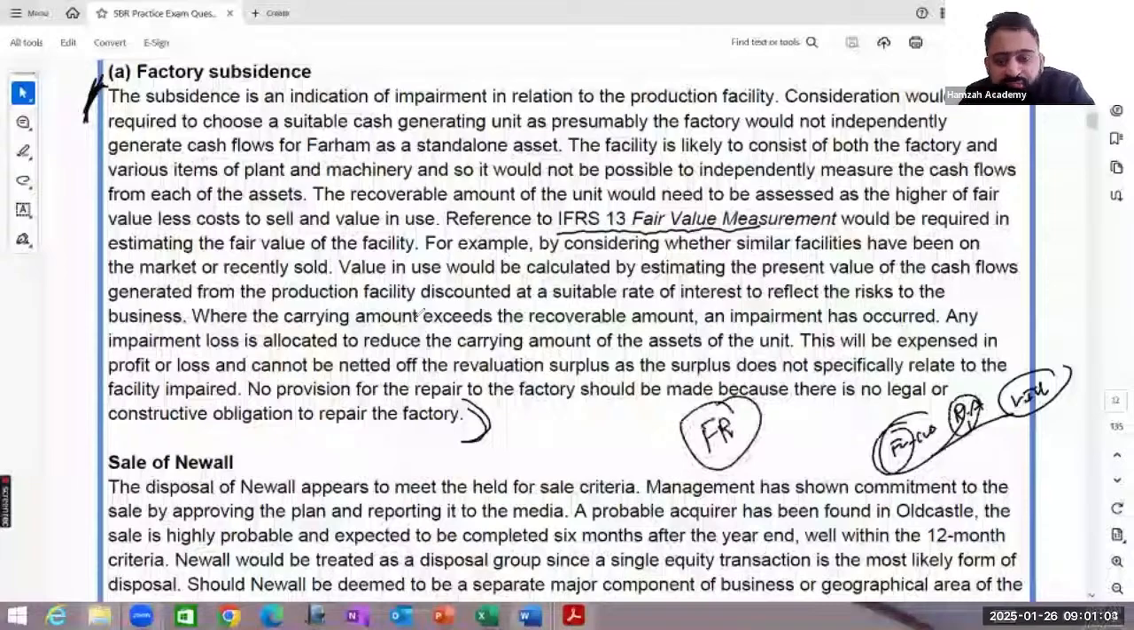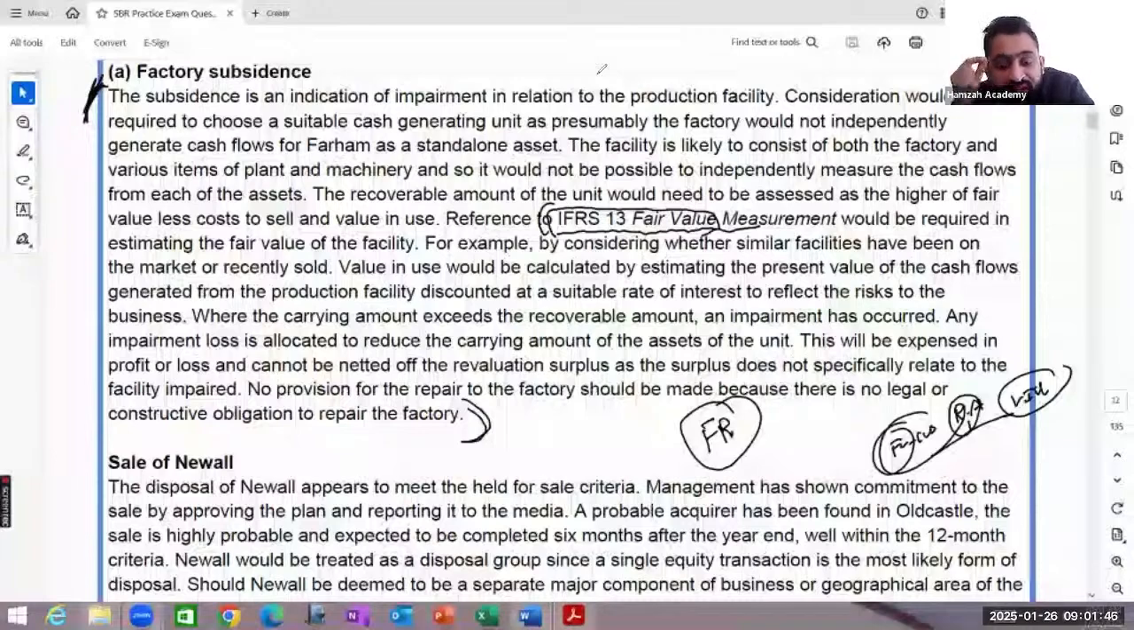Now, this is the beauty of SBR, that there will be an accounting issue, and being a student, when you are answering the question, you should be able to discuss every possible aspect of the transaction. You are discussing the aspect of IAS 36, you are discussing the aspect of IAS 37, you are discussing the aspect of IAS 16. But there is another hidden aspect, which is IFRS 13 fair value measurement.